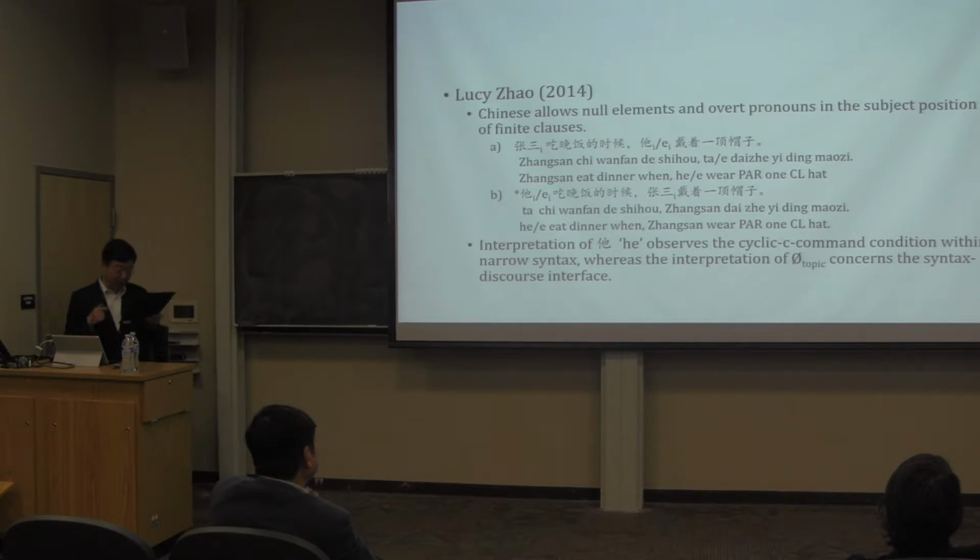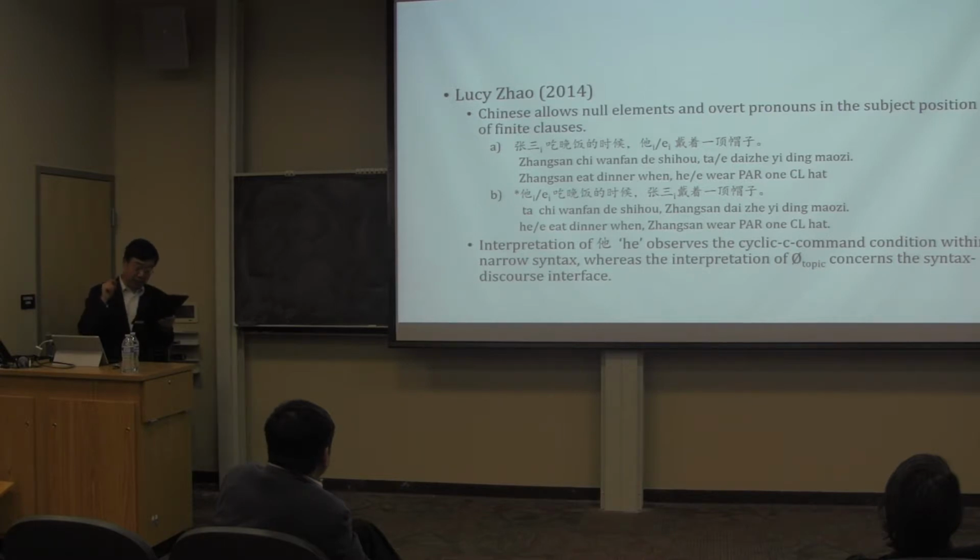他 can also be used here, but it can't be co-indexed with the matrix subject. So 他吃晚饭的时候，张三戴了一顶帽子。他 cannot be 张三. But when you use the empty category, 吃晚饭的时候，张三戴了一顶帽子, then the empty category can be co-indexed with the subject of the matrix clause. So the contrast between A and B indicates that the overt pronoun 他 can refer to the other sentence subject in forward anaphora, as shown in A, but not in backward anaphora as shown in B.